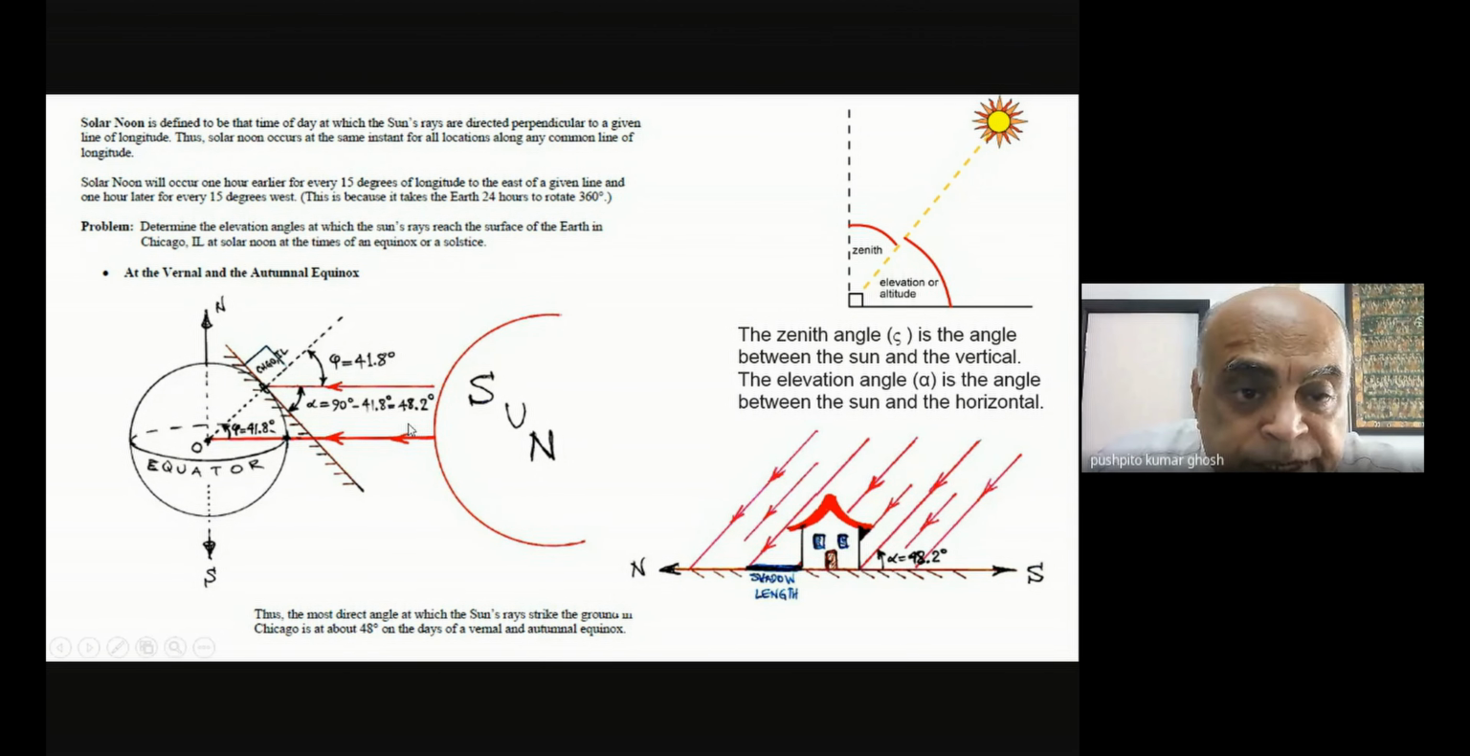Now, if I take the other part, this whole thing is 90 degrees because this is perpendicular. This angle over here is known as the elevation angle, the angle which the sun's rays make with respect to the horizontal, the tangent which I am drawing at that particular point. So this is the horizontal and this is the vertical. This is known as my angle of elevation.